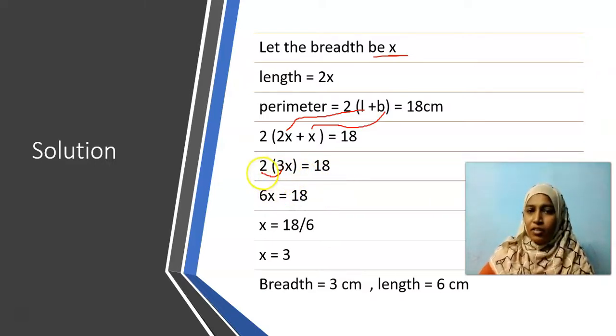But I did it in a different way. 3 2s are 6. Then I shifted only once, not 2 times. But you can shift 2 once, then 3 again. You can transpose these 2 numbers, 2 and 3, in 2 steps. Even that is right, but you will get the same answer. 1 6 is 6. 3 6s are 18. So what is breadth? Breadth is 3 centimeters. What is length? It is double the breadth. So 2 3s are 6. Is it clear, my dear children, how we got the length and breadth of a rectangle?